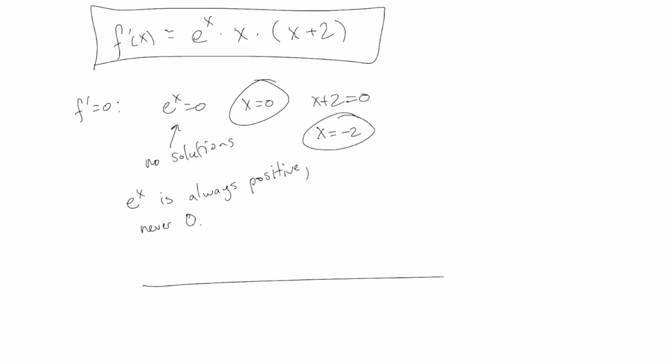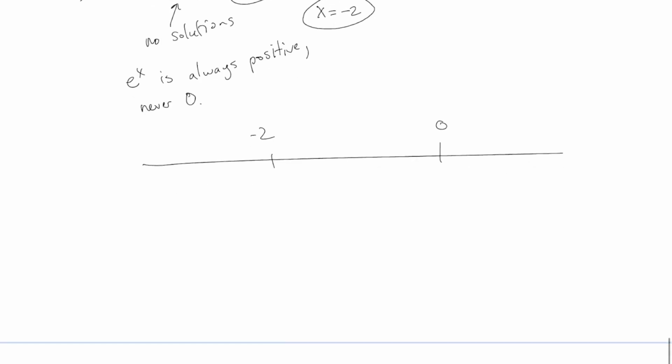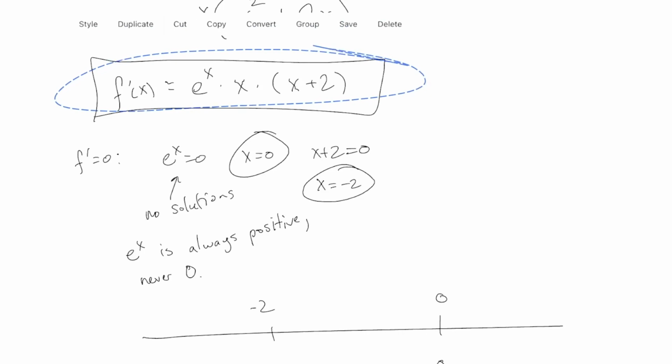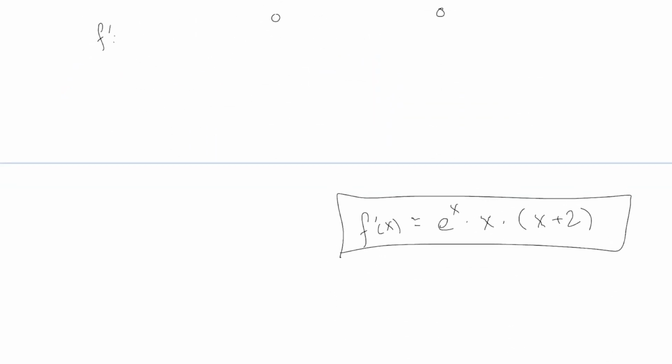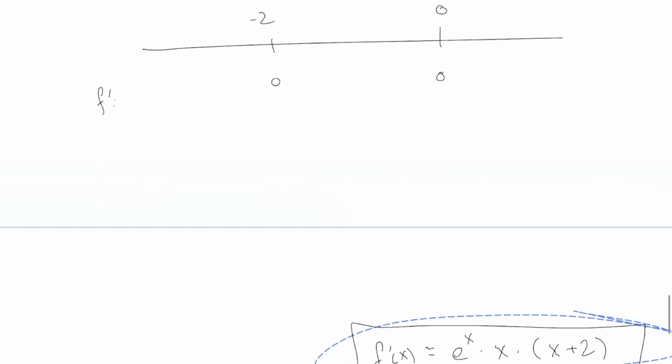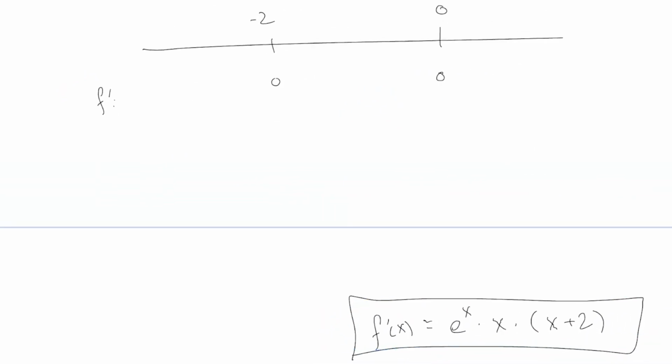Let's make the chart. 0 and -2. I guess -2 goes on the left. I'm going to plug in to the derivative. The derivative is this thing here. We're going to plug values in. Again, you choose the values however you like. There should be 3 numbers, 1 from each of these zones. So on the left, I'll use -3.